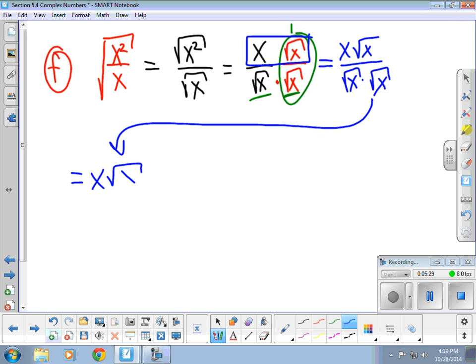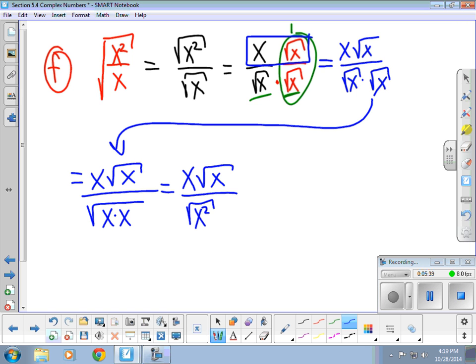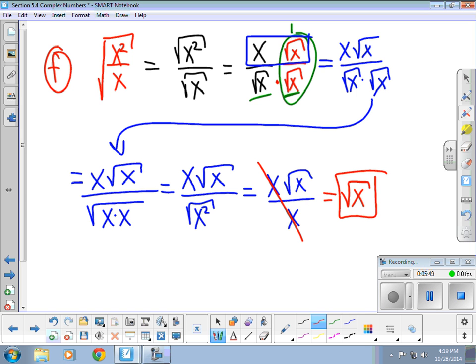So one thing we can do is in the denominator, I can rewrite those both underneath the square root sign. And then if I go ahead and combine them, I would have the square root of x squared, which we just got done talking about, is just x. Then my x's will cancel, and I am left with the square root of x. So F simplifies all the way down to the square root of x.